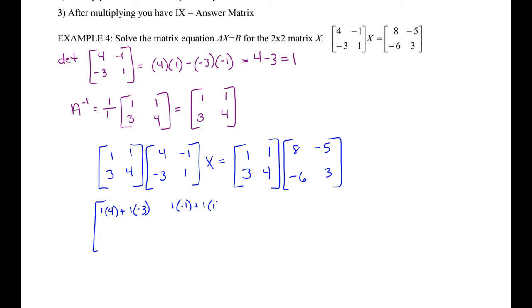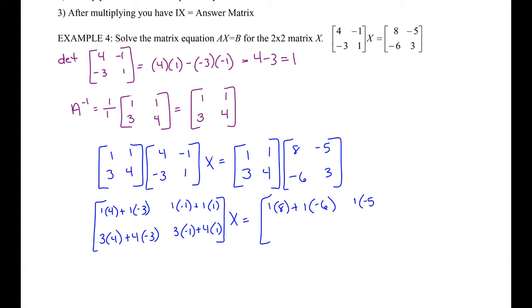In the bottom left, I'll get 3 times 4 plus 4 times negative 3. Bottom right is 3 times negative 1 plus 4 times 1, and this is still by our matrix X. And then if I perform the multiplication again on the second matrix, I get 1 times 8 plus 1 times negative 6. Then I get 1 times negative 5 plus 1 times 3.